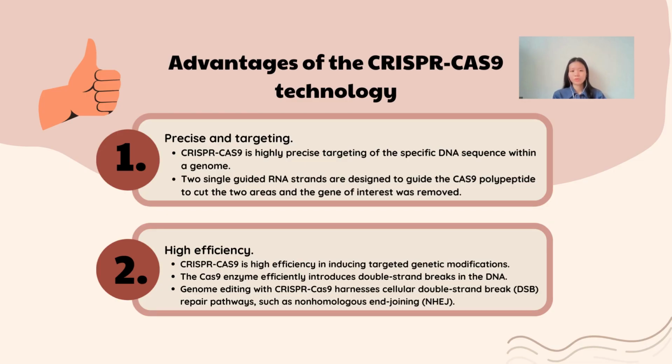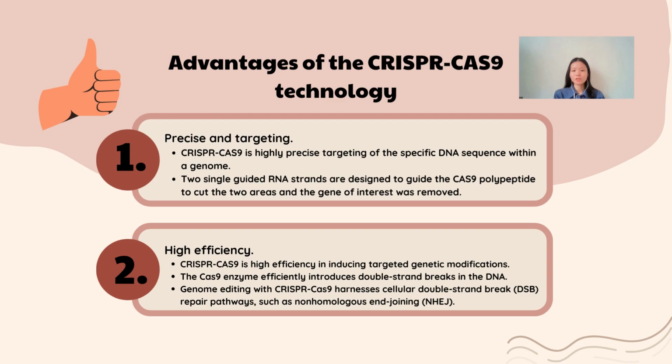First, I am going to present the advantages of the technology. The first advantage is precise targeting. CRISPR-Cas9 is highly precise in targeting a specific DNA sequence within a genome. Two single guide RNA strands are designed to guide the Cas9 polypeptide to cut the two areas, and the gene of interest is removed. The second advantage is high efficiency.